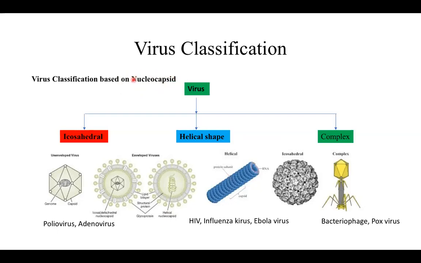The nucleocapsid encloses the viral nucleic acid, either the DNA or the RNA, but never both. Some of the viruses have a nucleocapsid that is icosahedral in shape, like the adenovirus or the poliovirus.